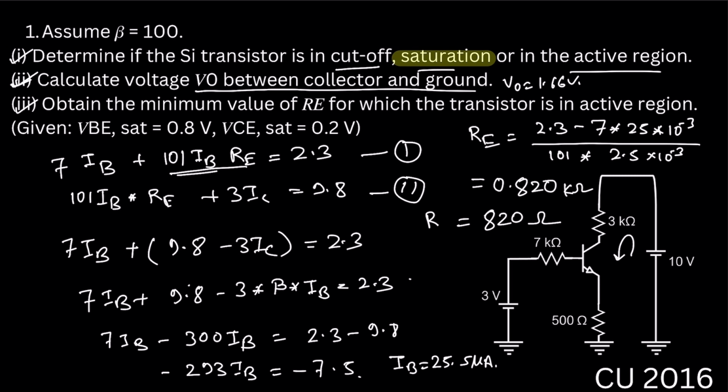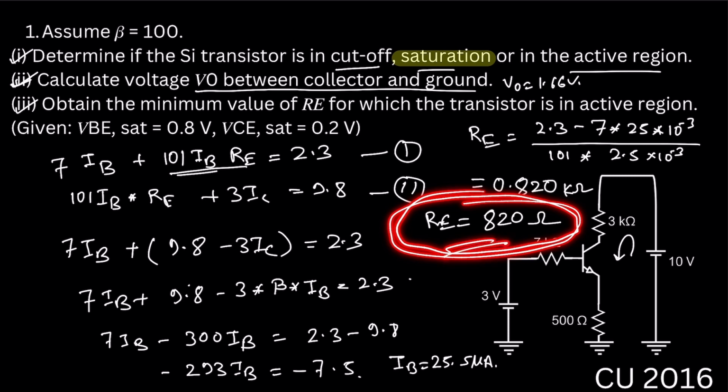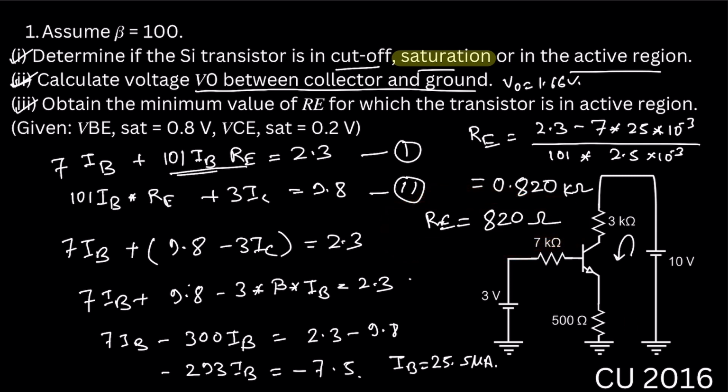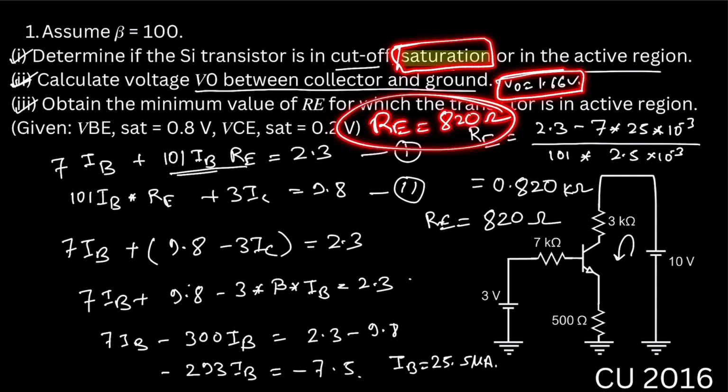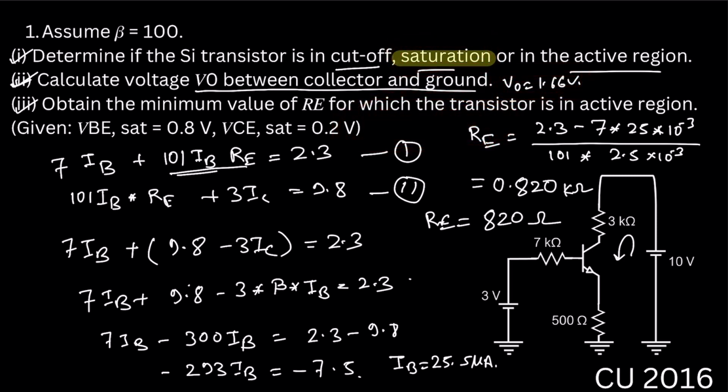Okay, that means when the value of RE is 820 ohm, at that time this transistor will just switch from saturation to active region. So the first answer will be saturation, the second answer will be 1.66 volt V0, and the third answer will be RE equal to 820 ohm. Now just go to the simulation and I will show you these answers.